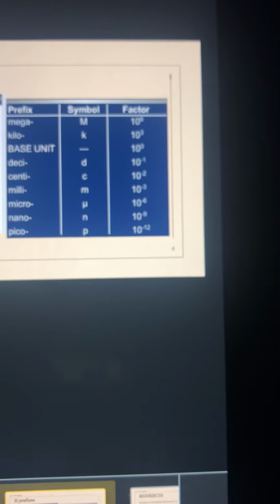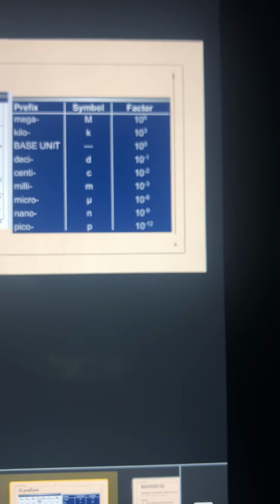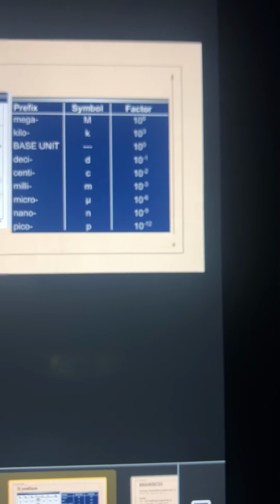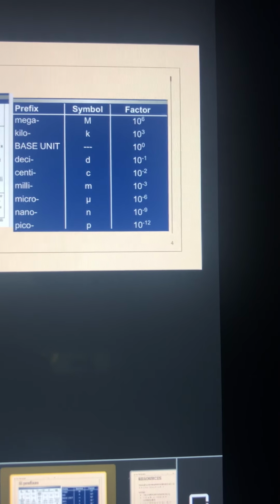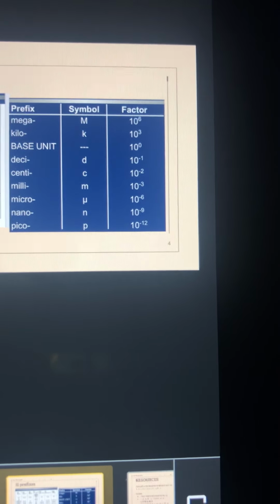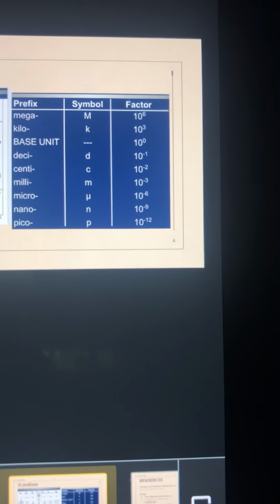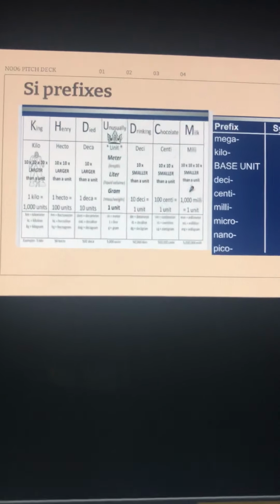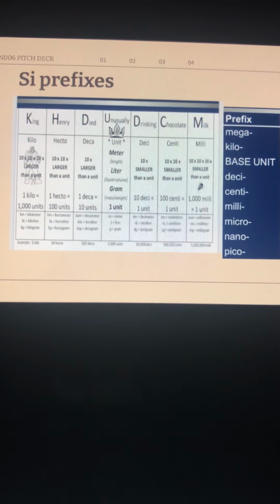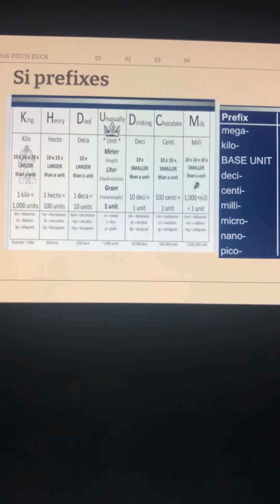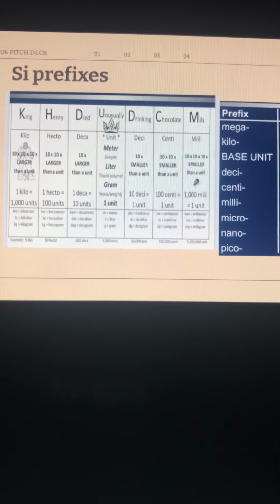And each prefix and symbol has a factor. The factor is 10 to the power of whatever number that the words represent. So 10 to the power 6, 10 to the power 3, 10 to the power 0, and so on and so on. Over here, we have a chart that represents a good way of memorizing how to convert.